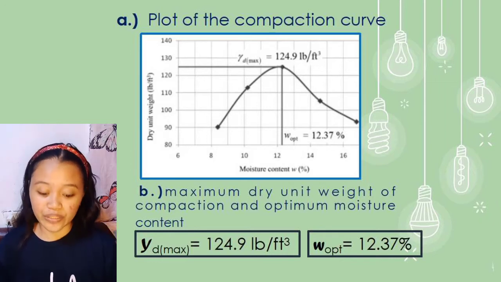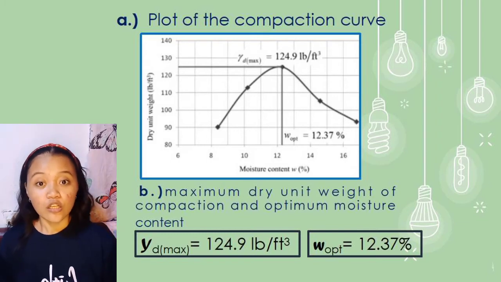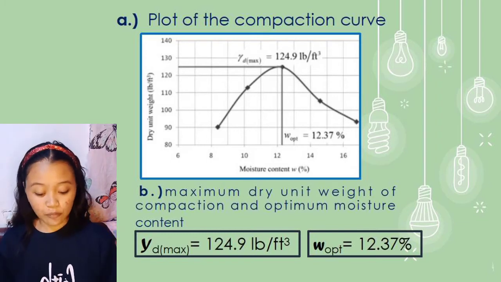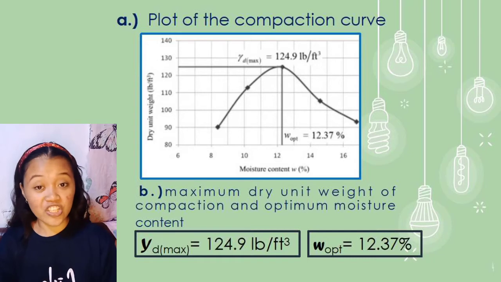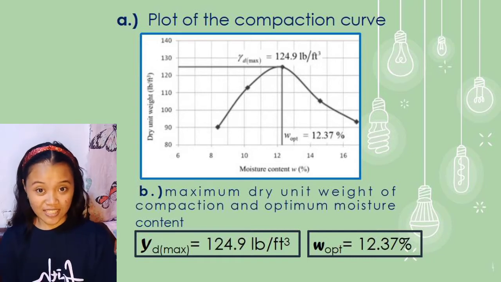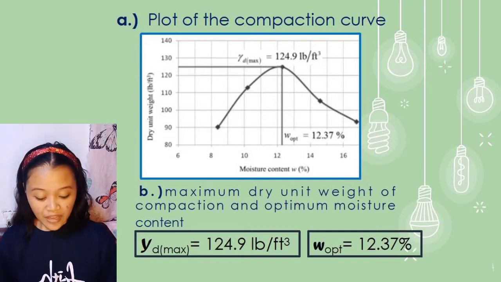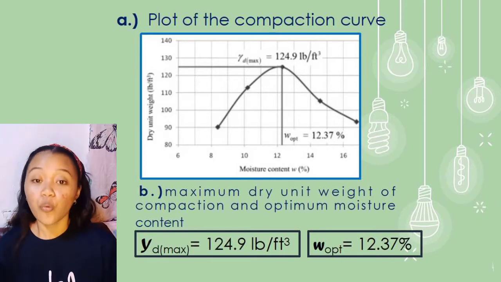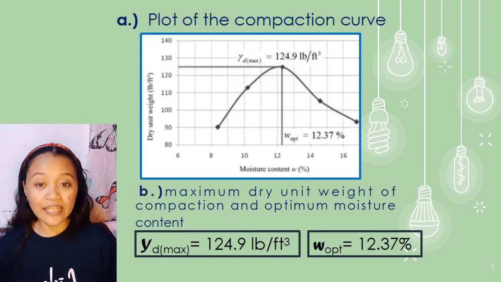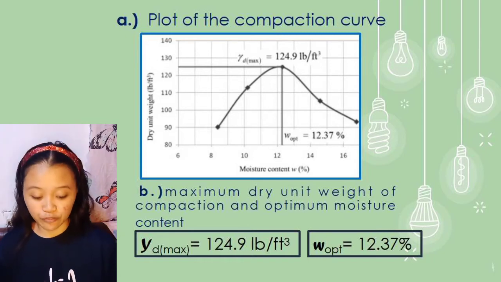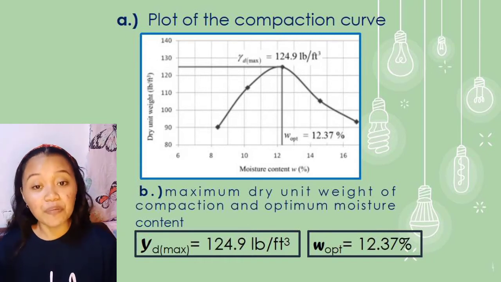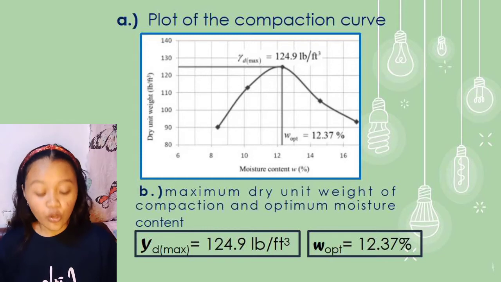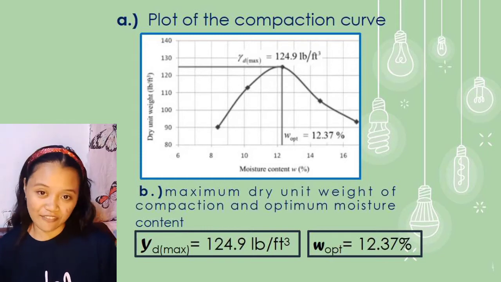So based on our graph, we will now be able to determine the maximum dry unit weight of compaction and the optimum moisture content. So based on the graph, our maximum dry unit weight of compaction is equal to 124.9 pounds per cubic foot. And the optimum moisture content is equal to 12.37%.